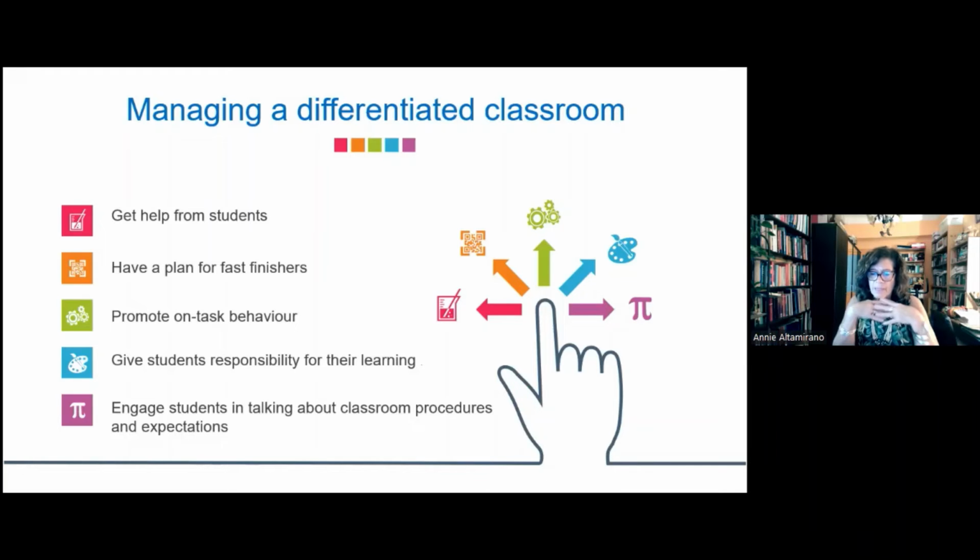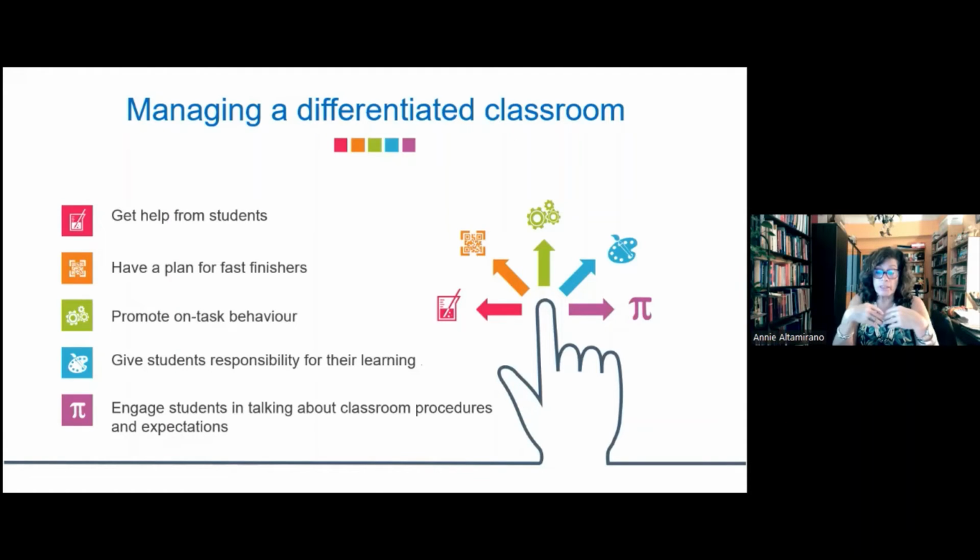Also, have a plan for fast finishers. If there are students who systematically finish their work early, as I said before, and they do so at the expected level of competency and quality, it means that the task wasn't challenging enough, or that the students are rushing to finish. So make it clear to them that you understand that they are very competent, but you want to see quality work that shows their aspiration to quality. And you want them to take pride in what they do.